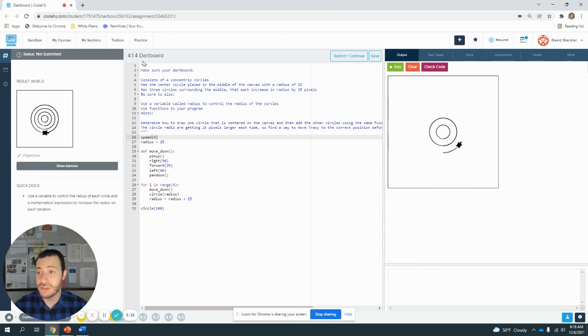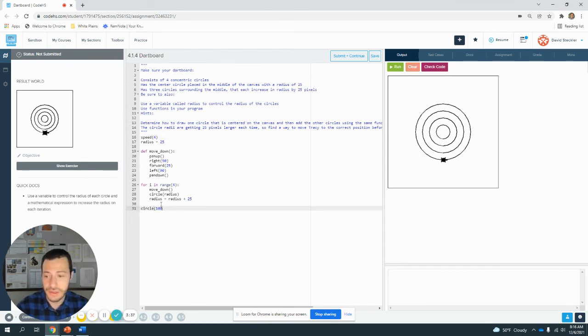So yes, this is concentric circles. This is Dartboard over here. And that is how to solve the challenge. We don't need this at all. And we could put some code in just to explain that this repeats 4 times and increases the radius using a variable by 25 each time it is drawn.